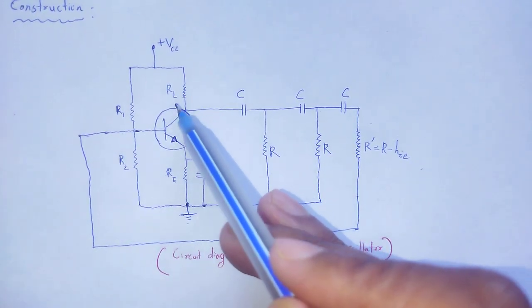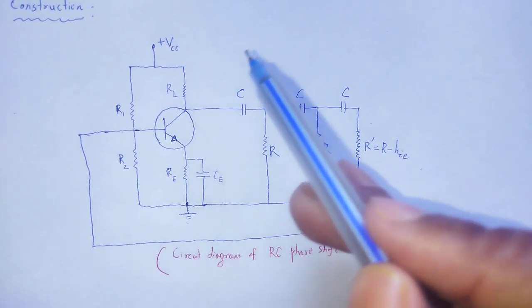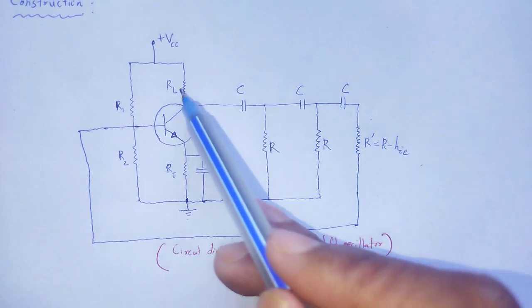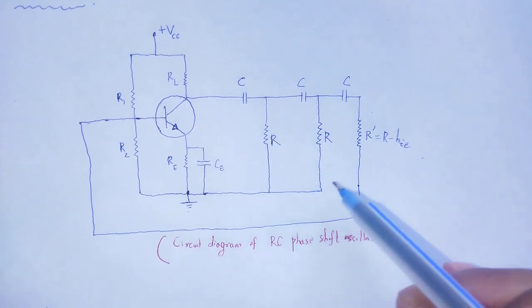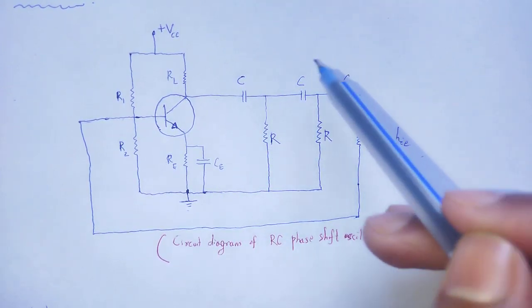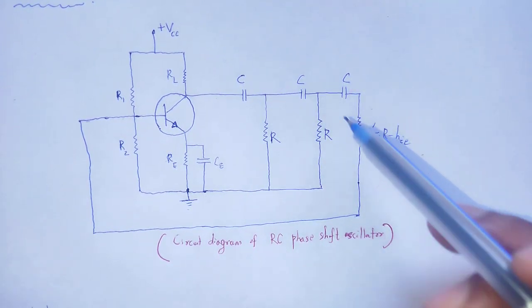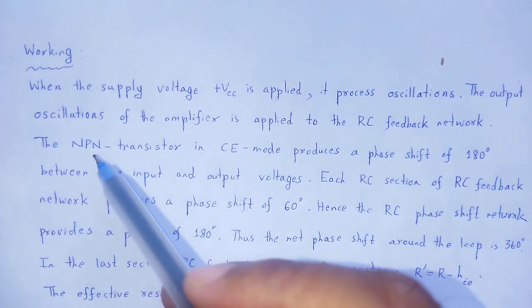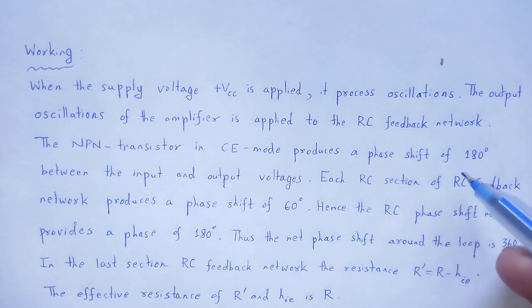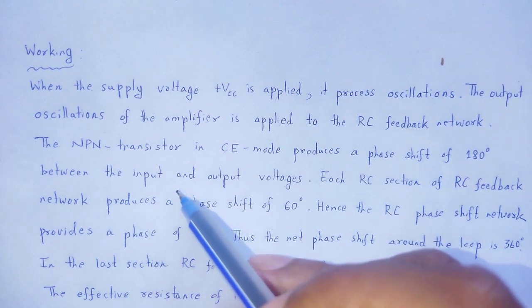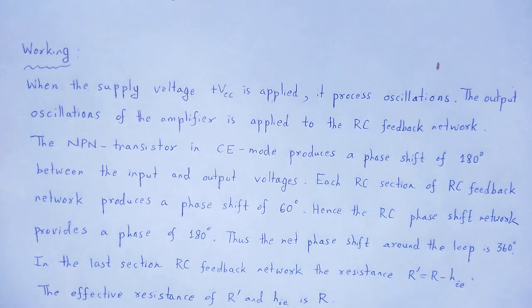The output of oscillation along RL, that is the input towards that of the feedback network. That feedback network consists of an RC network. The NPN transistor in common emitter mode produces a phase shift of 180 degrees between the input and output voltages.